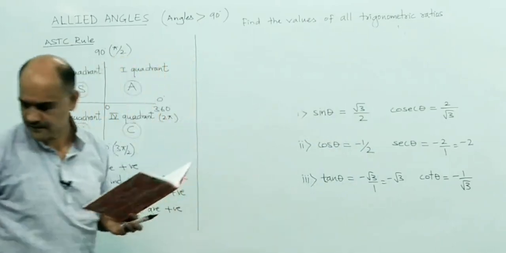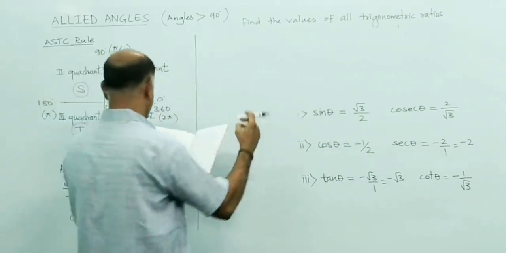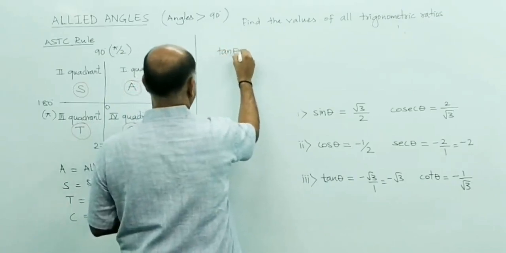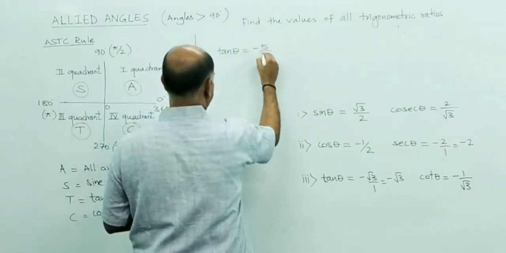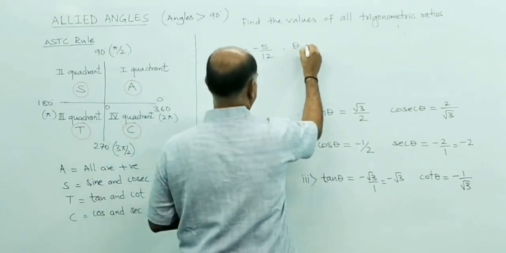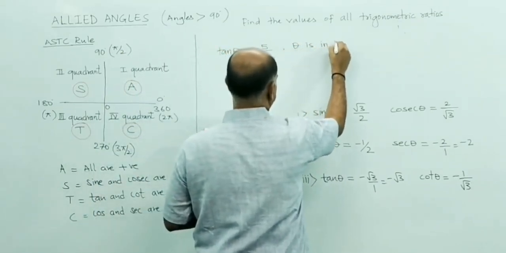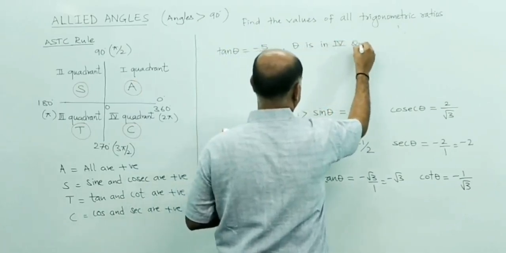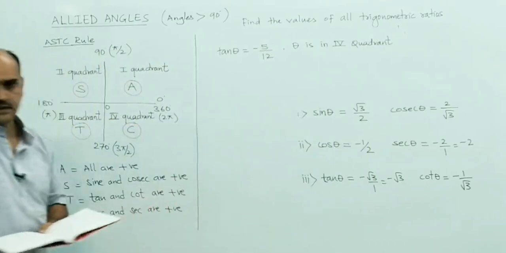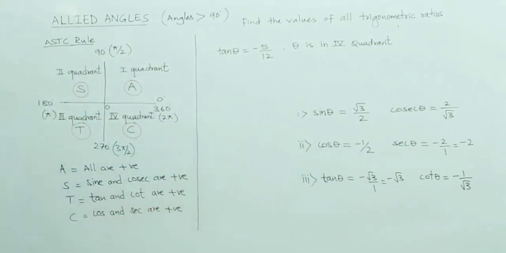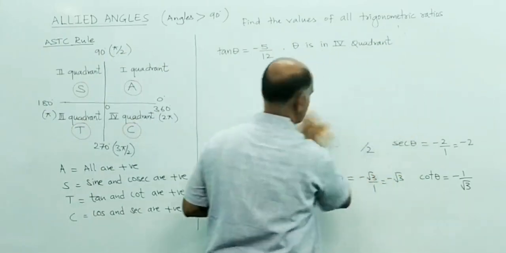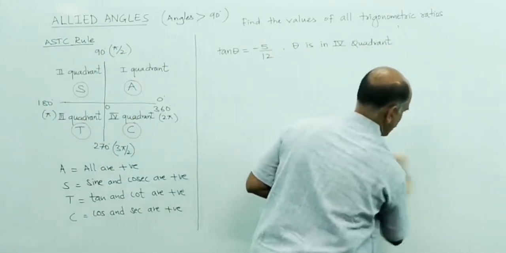Third one, if I take tan theta is equal to minus 5 by 12, and theta is in the fourth quadrant. Tan theta is equal to minus 5 by 12 and theta is in the fourth quadrant.